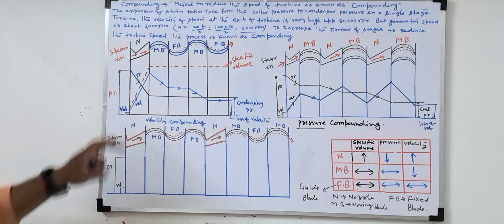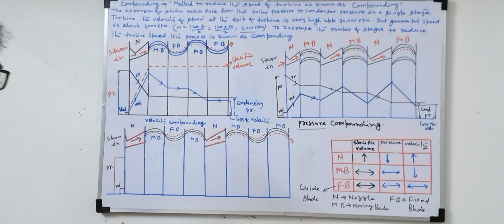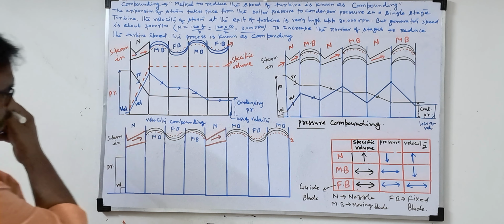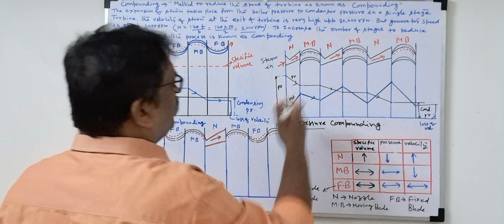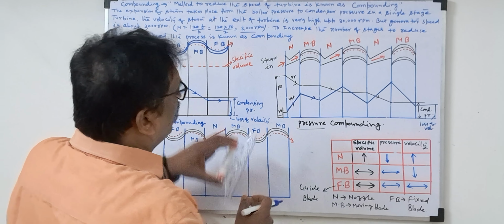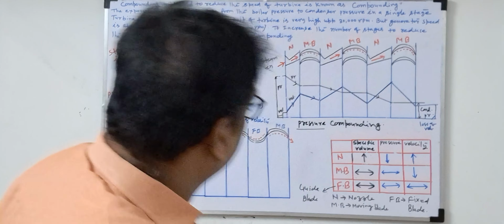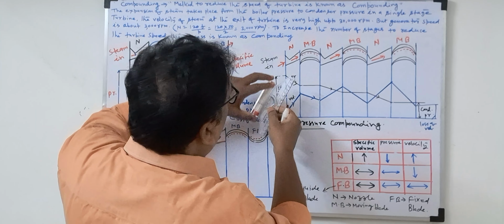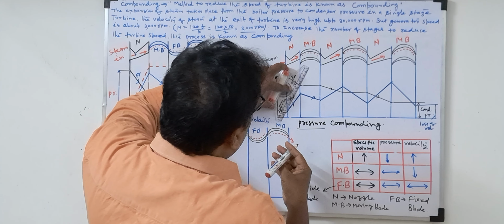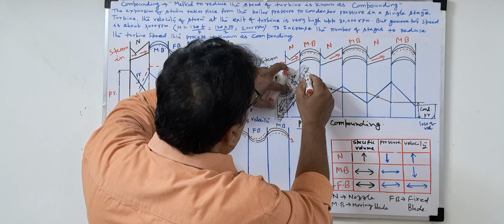Now if you understand the variation, this also we can find out easily. First you see the pressure, and here also you see the specific volume. Specific volume in the nozzle, what is happening? I already told you that in the nozzle specific volume increases. So if you show specific volume also, it will be better. So I am showing specific volume with a dotted line.